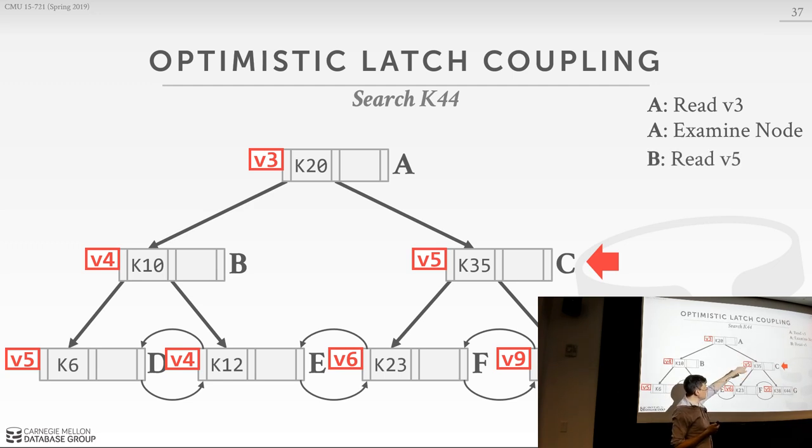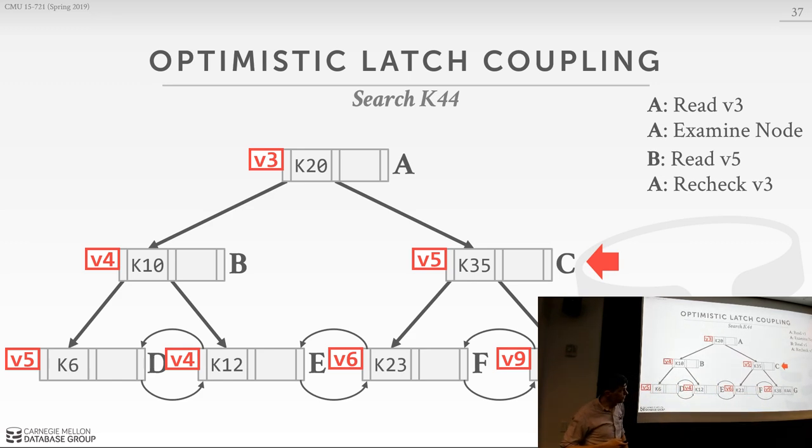Now, we read this snapshot here, version 5, but then before we can do any examination in this node here, we have to make sure that this is actually where we should be. So we go back and check the version number from the node we came from. We maintain a stack, or the list of what nodes we're looking at as we go down. And if the version number is the same as what we saw at the very beginning, then we know that no other thread has modified this node since we first started at it. So therefore, it's safe for us to proceed down further.